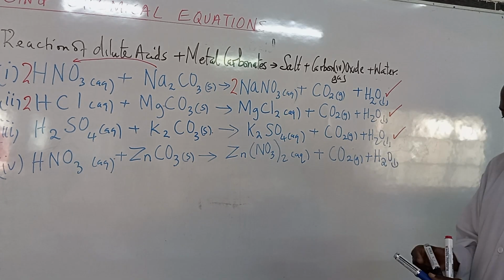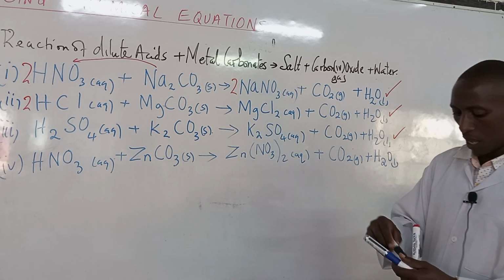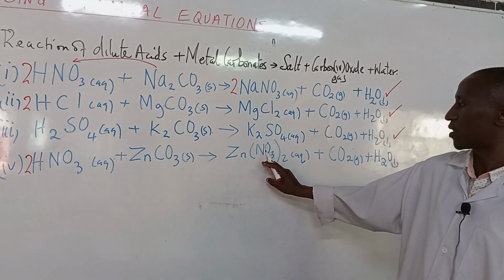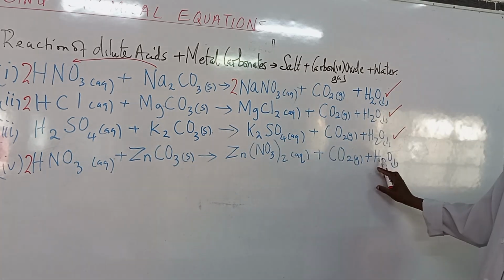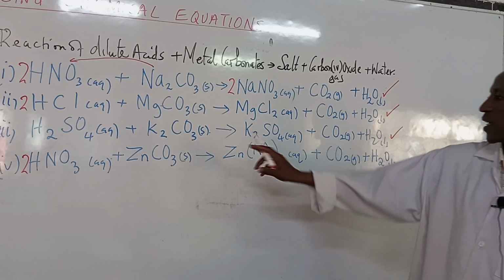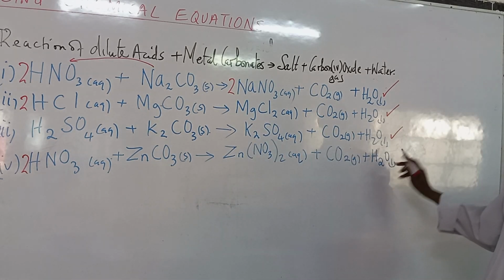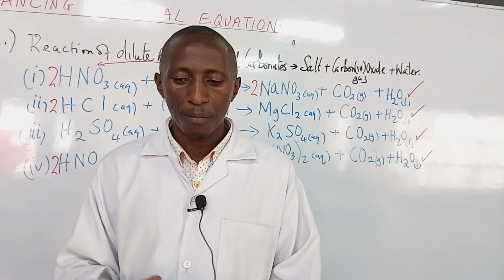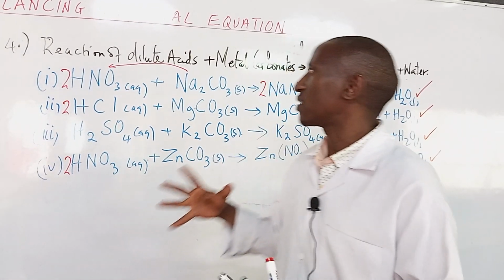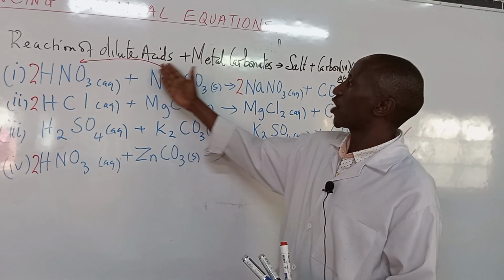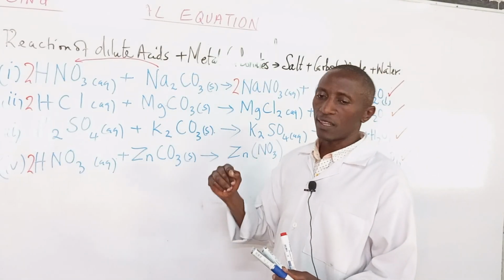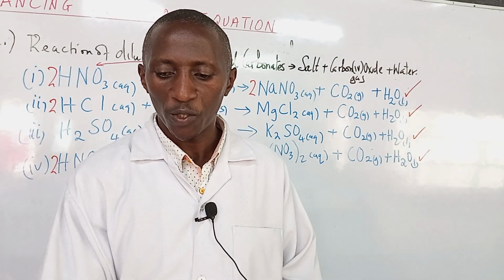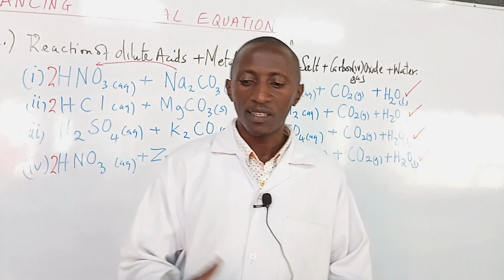Now, let's look at the balancing. We have 2 nitrates here against 1. So we introduce a 2 to give us 2 nitrate, 2 nitrate. Then we have 2 hydrogens, and they are here. 1 carbon, 1 carbon. The oxygens are 3, 2 plus 1, and that is balancing. So viewers, that is the part on how you can balance equations that require the reaction between dilute acids and the respective carbonates.